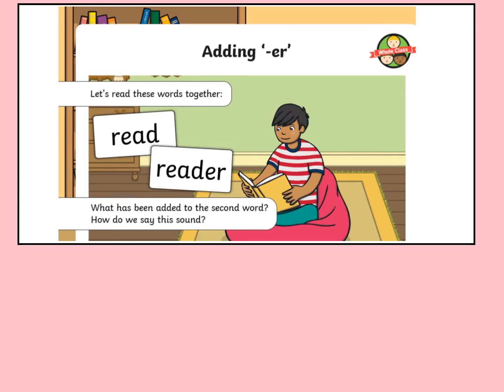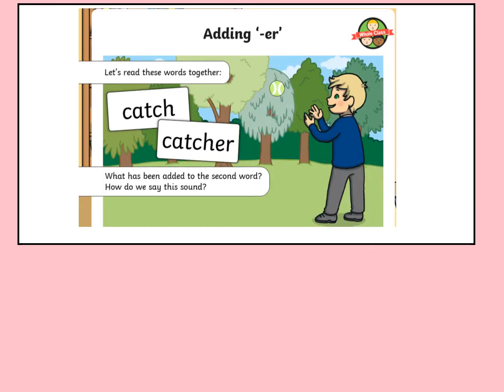As you can see here, we have two words, read and reader. That's where we've added the suffix to the root word, to show what that boy is doing. He's a reader of that book. You're quite simply just adding the suffix to the root word. Same again applies here. The boy, there's a ball coming towards him, and he's wanting to catch it. If he is able to catch that ball successfully, he is a catcher. The suffix again is just added to the root word of catch.